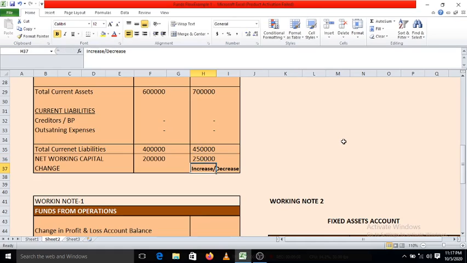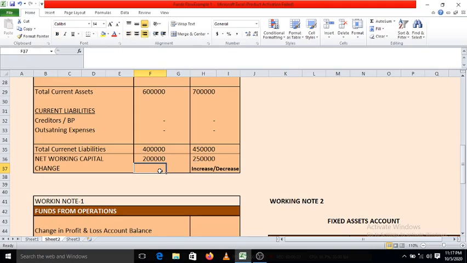आप पेपर पेन लेके इसके साथ कैलकुलेट करो तो आपके समझ में आ जाएगा, साथ में कैलकुलेटर भी रख देना. So net working capital of year 1 is rupees 2 lakhs, because total current assets 6 lakhs minus total current liabilities 4 lakhs gives net working capital 2 lakhs. Year 2, total current assets are 7 lakhs minus total current liabilities 4 lakhs 50,000. So net working capital is 2 lakhs 50,000.